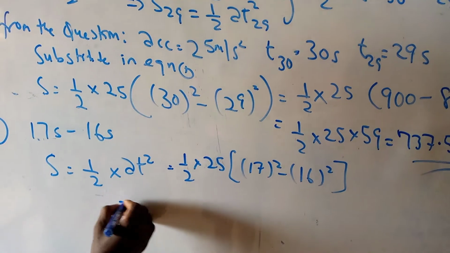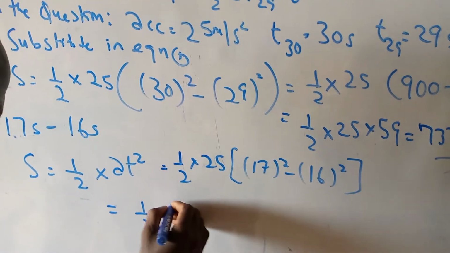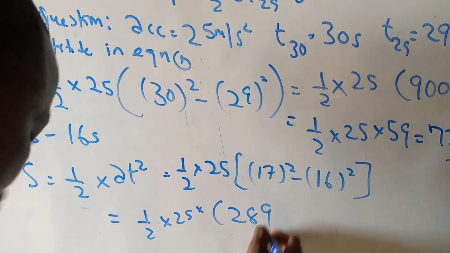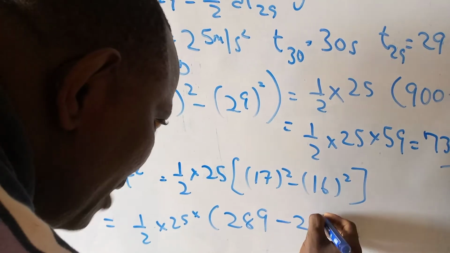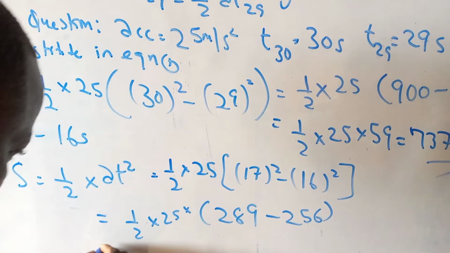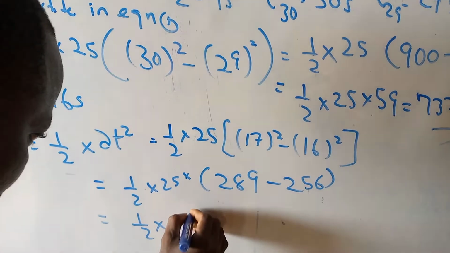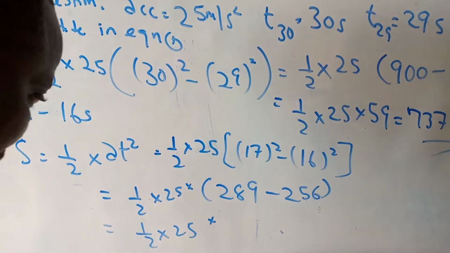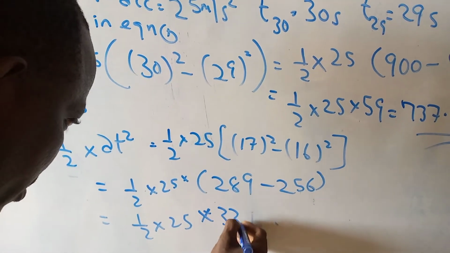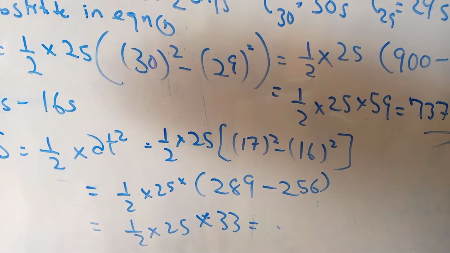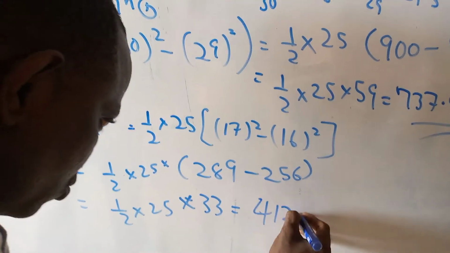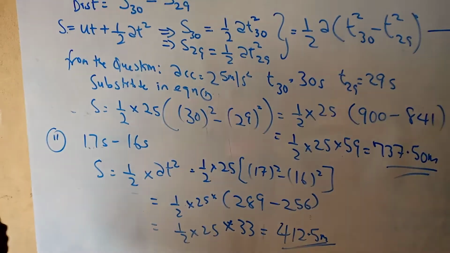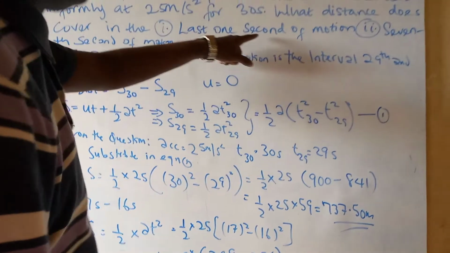So if I do this, I will have half times 25 times 17 times 17, which is 289, minus 16 times 16, which is 256. So this will give me half times 25 times 33. If I multiply this and divide it by 2, it gives me 412.5 meters.